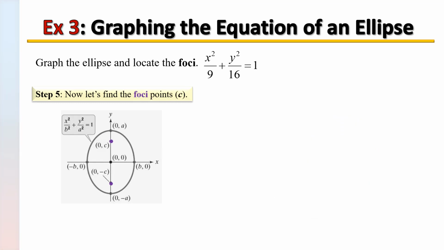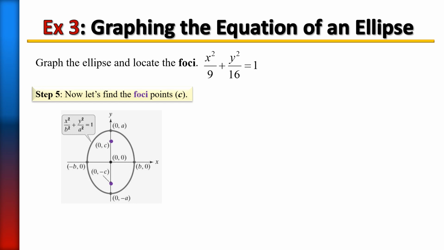Lastly, we want to find the foci points, which is the value of c. So we're going to use the values of a and b as well as the equation to find the value of c. So let's go ahead and plug in what we know. We have 4 squared, which is 16, and 3 squared is 9. Subtract those values and we get 7. Take the square root of 7 and c will equal plus or minus square root of 7.